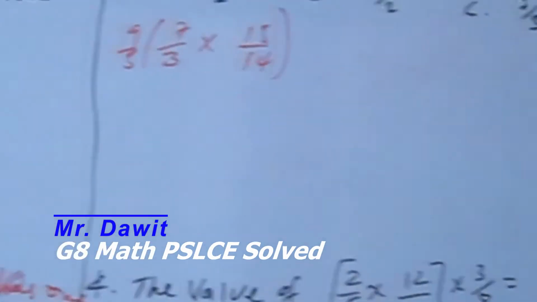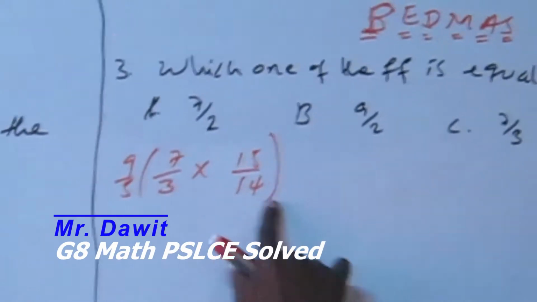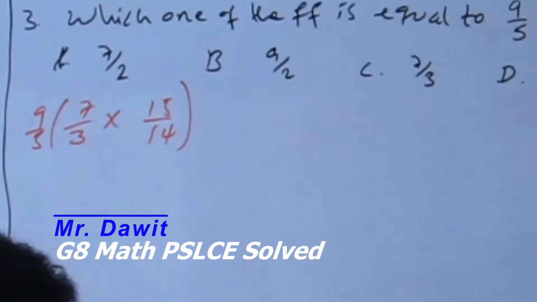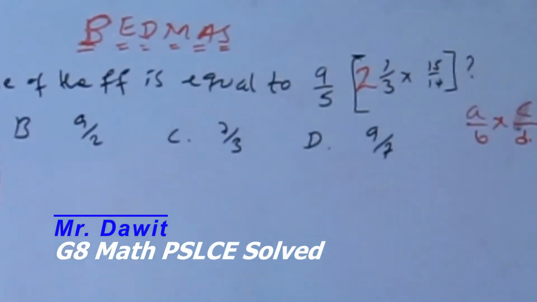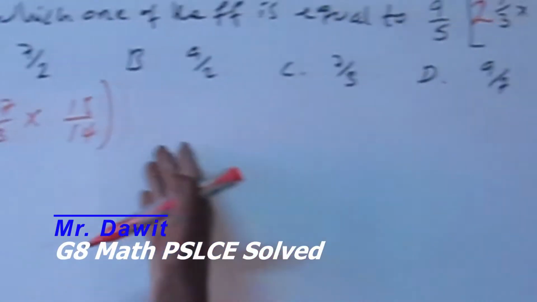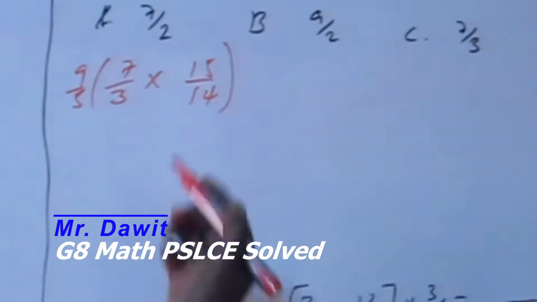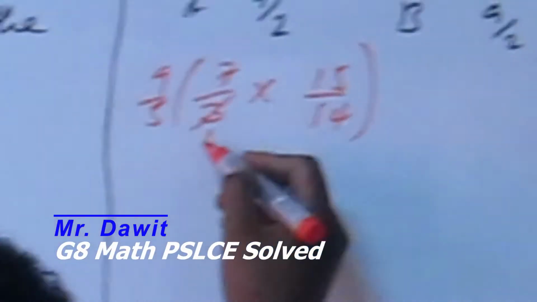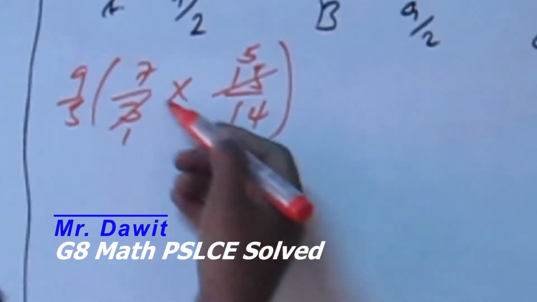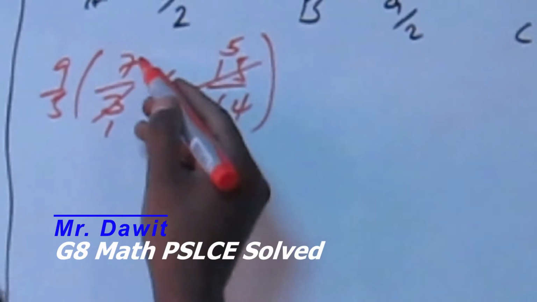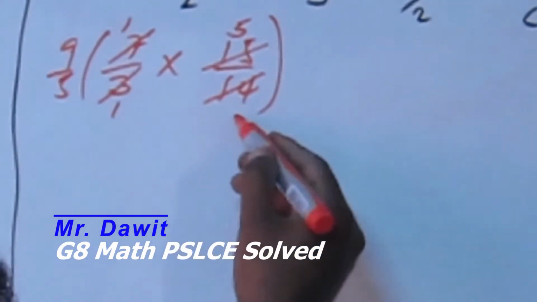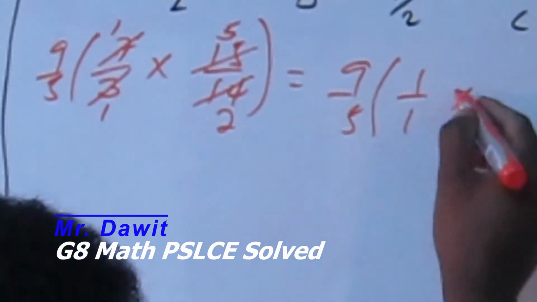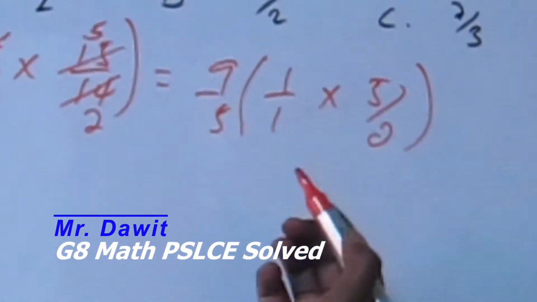15/40. When multiplying fractions, if we cannot simplify vertically, we can simplify diagonally. It makes our solution very simple and easy, and it saves time. So 3 and 15 can be simplified by 3: 3 becomes 1, 15 becomes 5. And 7 and 14 can be simplified by 7: 7 becomes 1, 14 becomes 2. So it becomes 9/5 times 1/1 times 5/2.